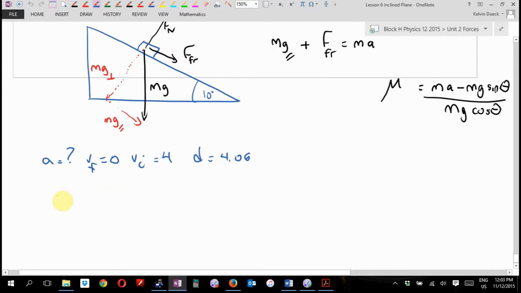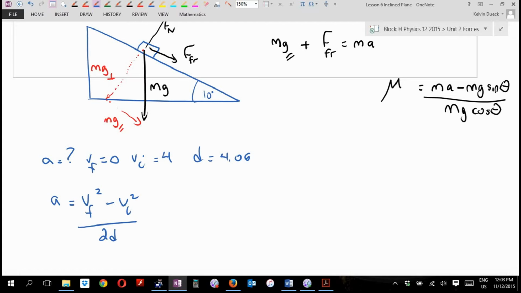I think I'd use this one: a equals VF squared minus VI squared all over 2d. Now, the only tricky part here is that you will get a negative answer. Good, I was going to say you're slowing down. A should be negative. But because I've let this way be positive, I don't think I'd put the negative in there. I'd make it positive there.